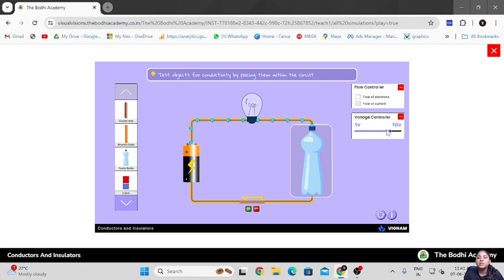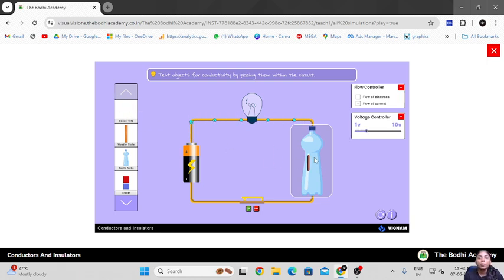We can also adjust the voltage of the battery. Now see, I am reducing the voltage, so this flow of energy is slowing down. See, and if I increase it, it will be very fast. Now let us see the next object that we have.